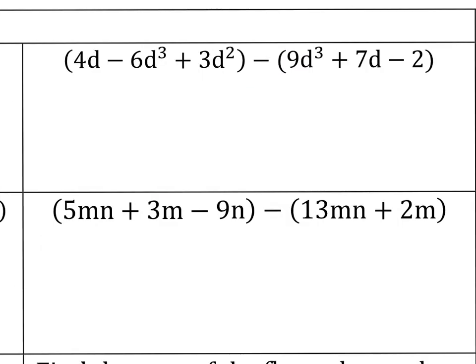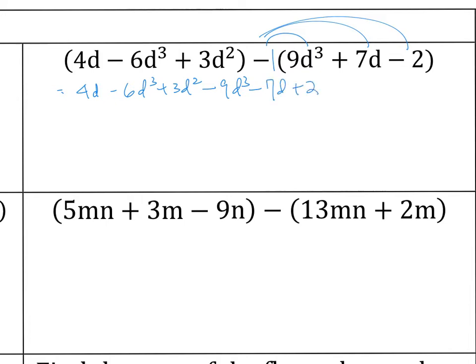And for this example, we also have to distribute the -1 here. So we copy 4d minus 6d cubed plus 3d squared, and then we distribute to get negative 9d cubed, negative 7d, plus 2. And again, combine like terms. So here we have negative 6d cubed with negative 9d cubed, and 4d with negative 7d, and everything else.